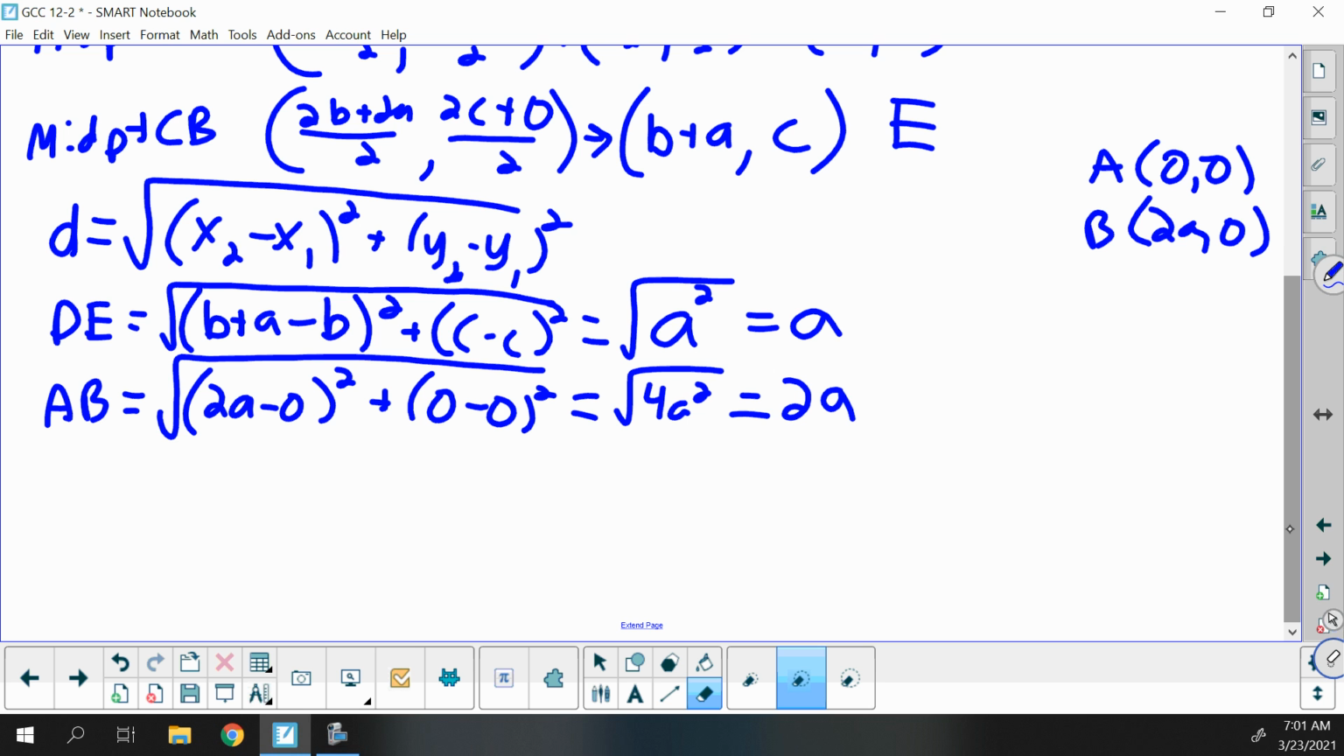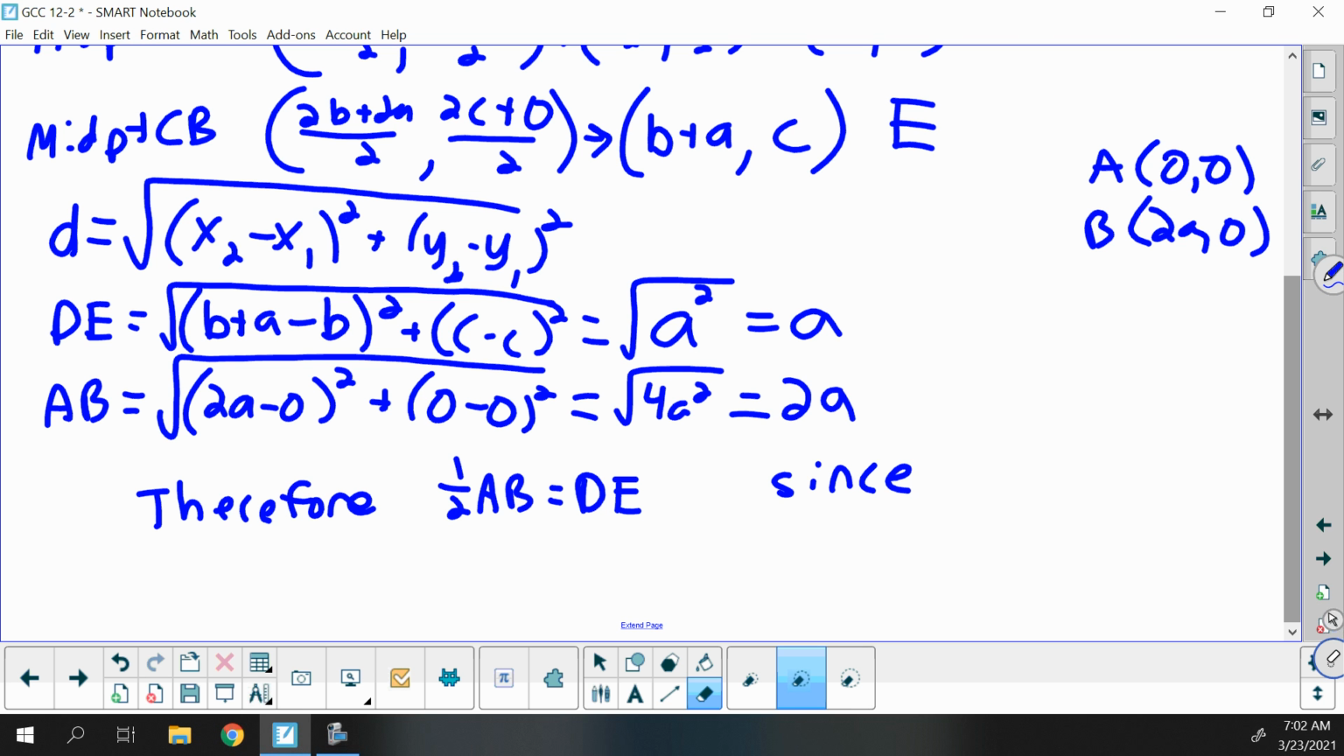So what did we show? We can say, therefore, half of AB is equal to DE, since AB equals 2a and DE equals a.